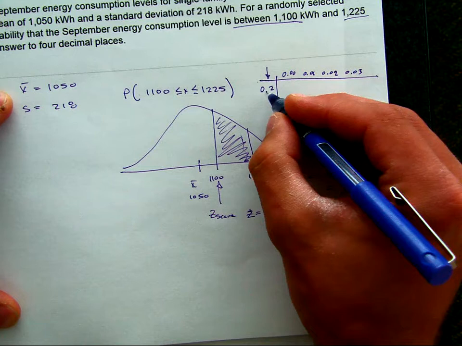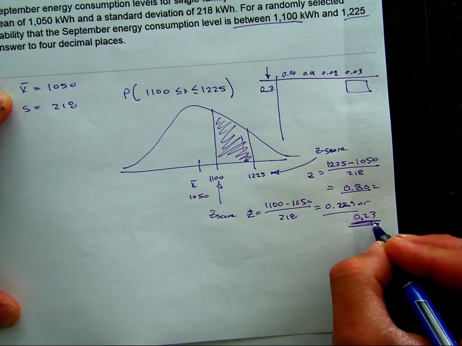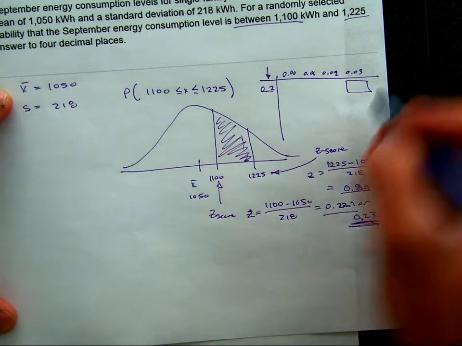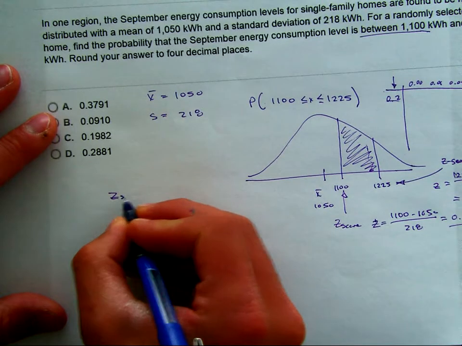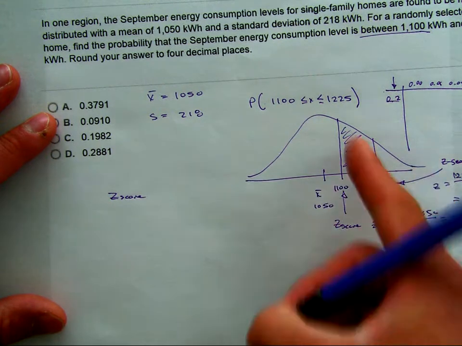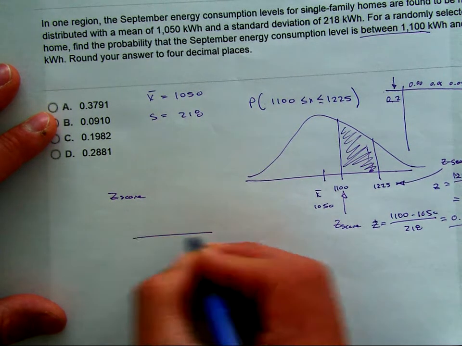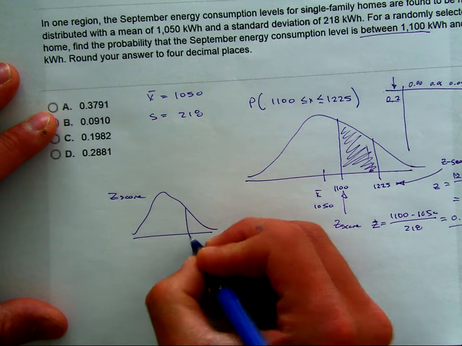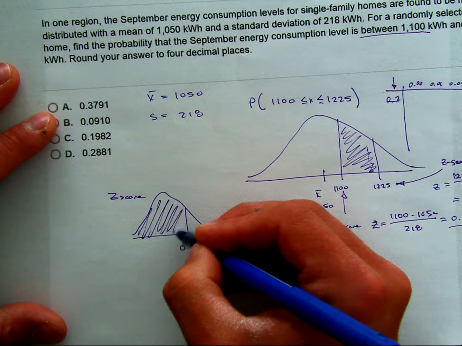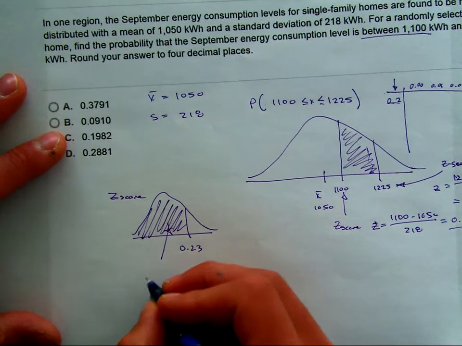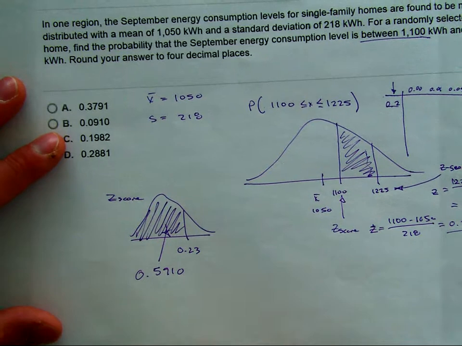for 0.23. Why don't you check to see whether you get that number, that's a great test. 0.23 is the z-score, which means you're finding this area right here. And in this case, you should get 0.5910. Okay? Now the other one we need to find is the z-score for this 1,225.